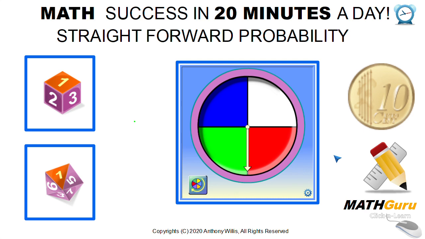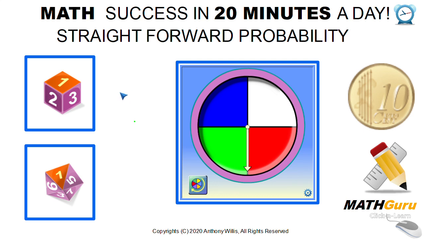At the end of this module, you should be confident in determining the probability of an outcome when all possibilities are equally likely to occur. Now, that may sound like a lot, right? But it's very, very simple.